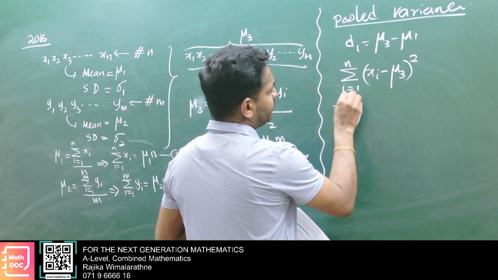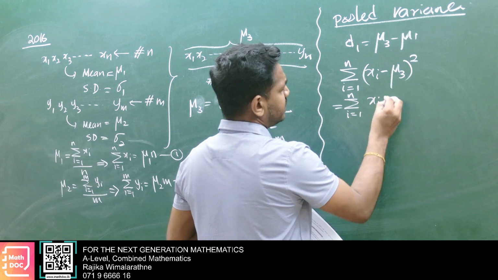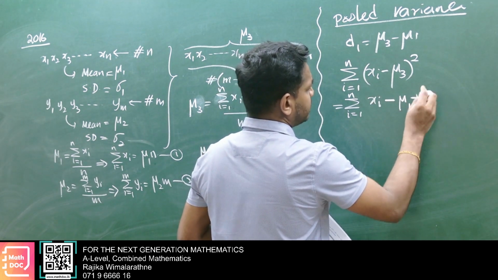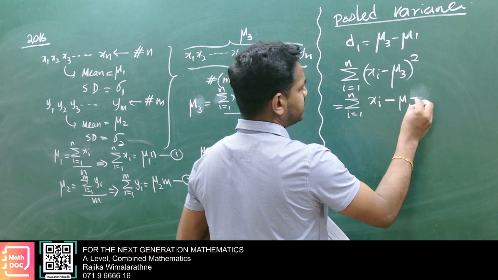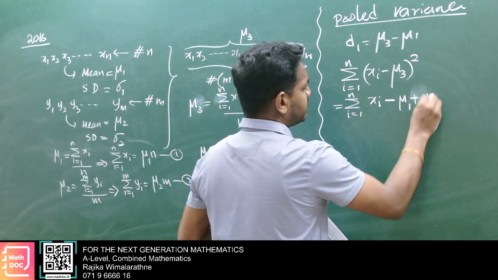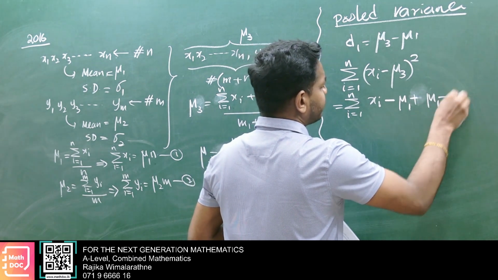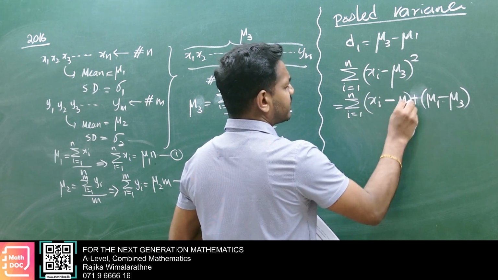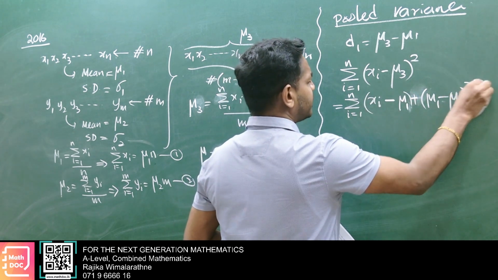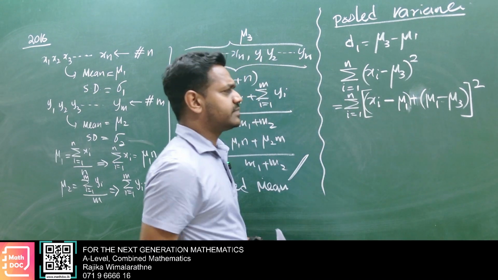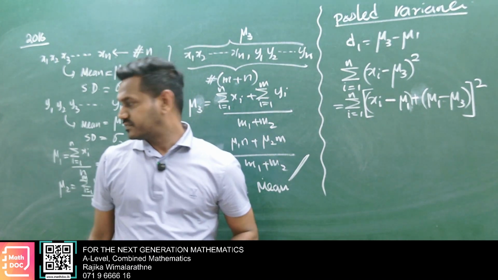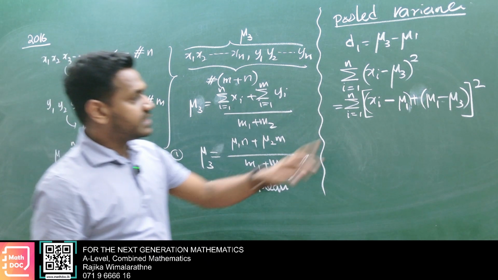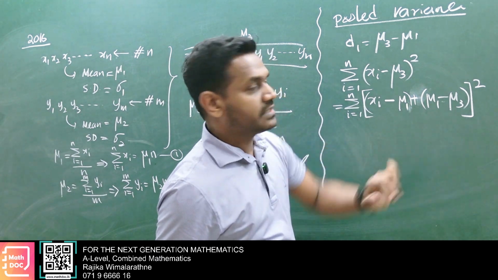Sum over i equal 1 to n, here write (xi minus mu1) plus (mu1 minus mu3). You write it this way first, then no issue. See this one clearly. So xi minus mu1, and mu1 minus mu3.